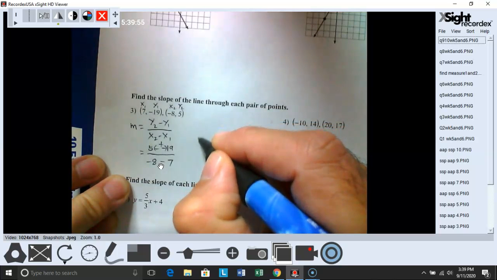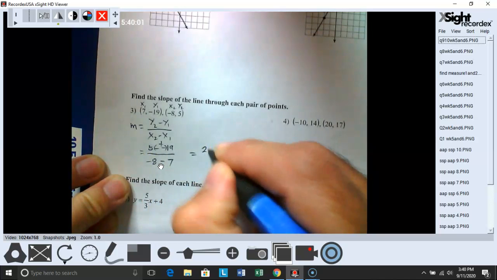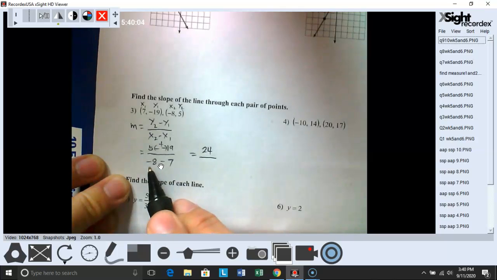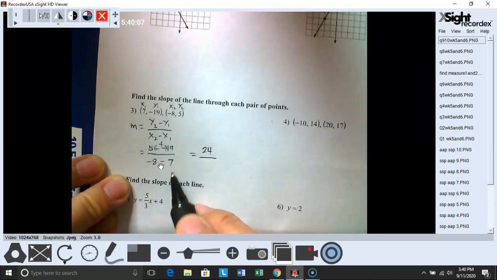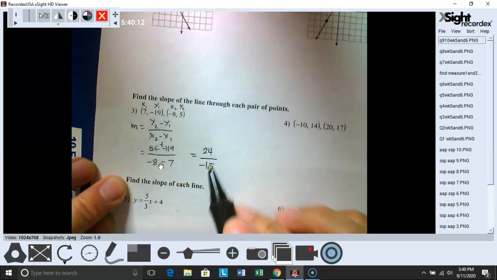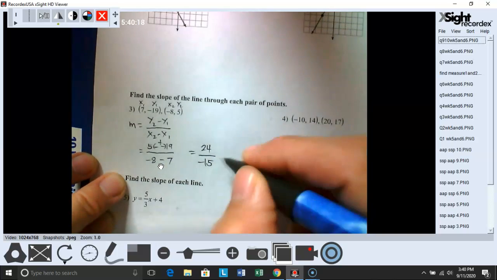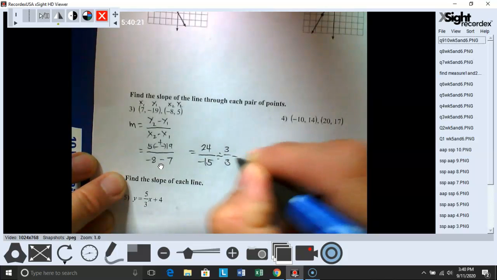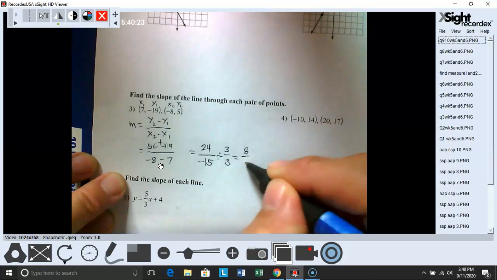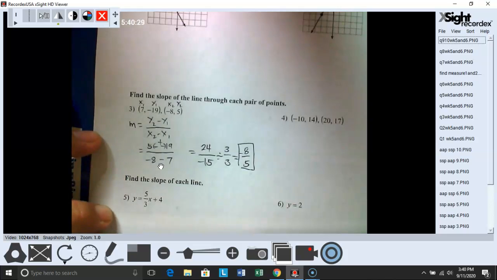So that turns out to be, how much is that? 5 plus 19, that's going to be 24. And then negative 8 minus 7, that's going to be negative 15. Okay, simplify this. Divided by 3. Okay, divide this by 3. So we can have 8 over 5, negative, because one number is negative here. Negative 8 over 5.